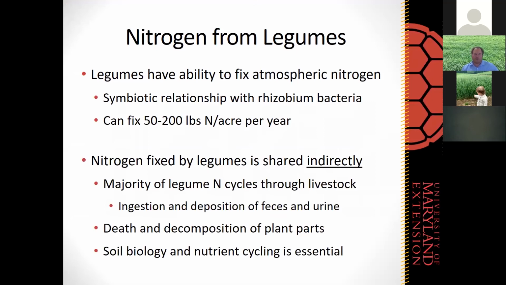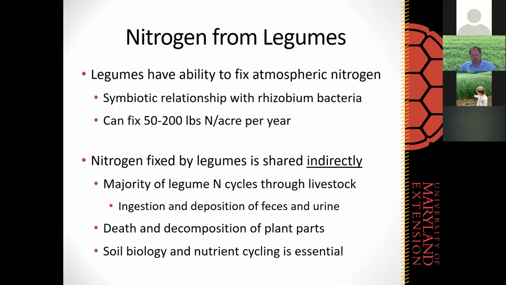But we do need to remember, it's not just because you have a mixed stand of legume and grass, it's not like all the nitrogen that the legume fixes is automatically available to the grass crop. It's shared indirectly. On pasture systems, the main way that it's shared is being recycled through the actual animals. So ingestion and deposition of that feces and urine back onto the pasture.